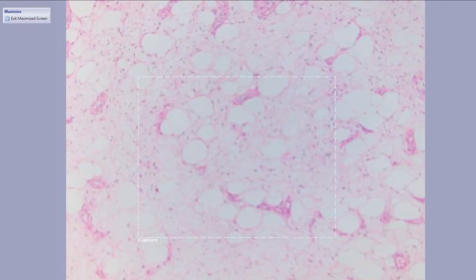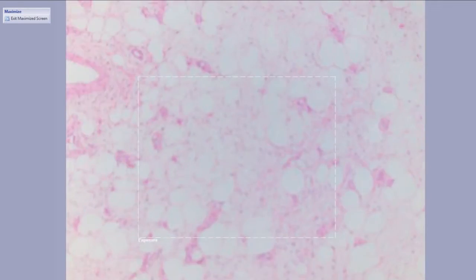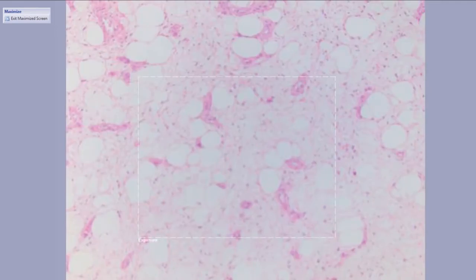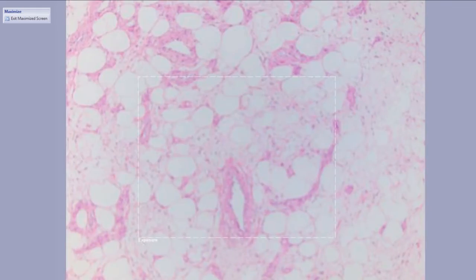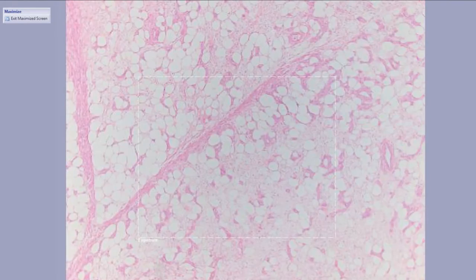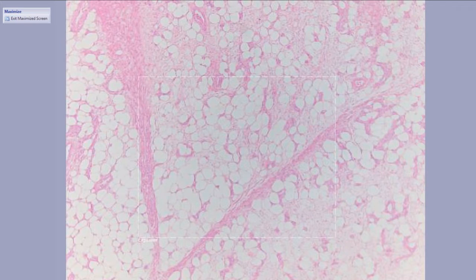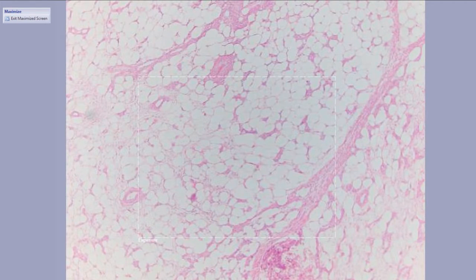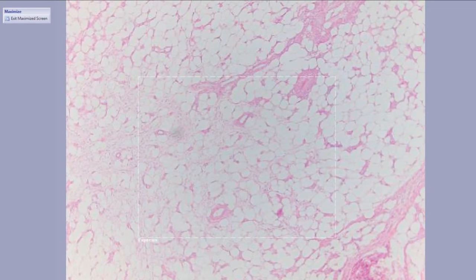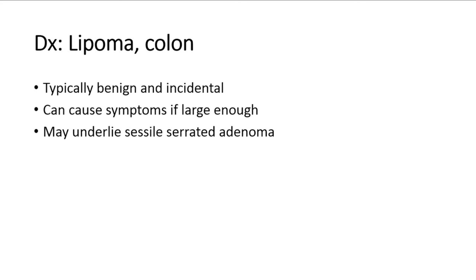This is, as you can tell by all the benign fat, just a lipoma of the colon. Most of these are small, incidental, not going to cause any problems. They can, of course, as seen in this example, grow large and cause obstruction, cause ulceration and bleeding. Rarely, if you see these in a polyp, these also like to live underneath sessile serrated adenomas. So if you get one, just look above it and double check to make sure you're not missing an epithelial proliferation over it.